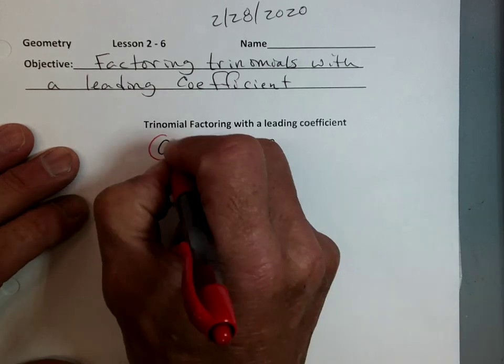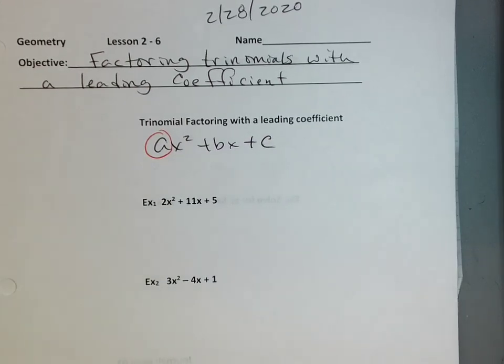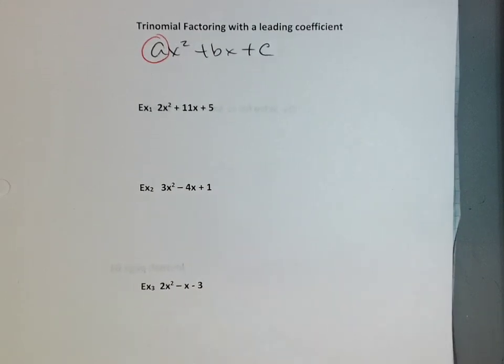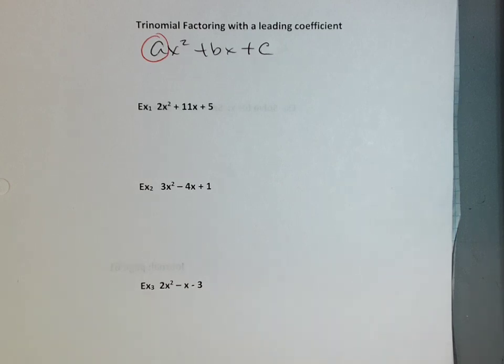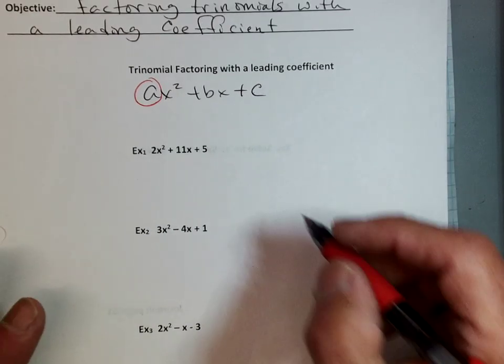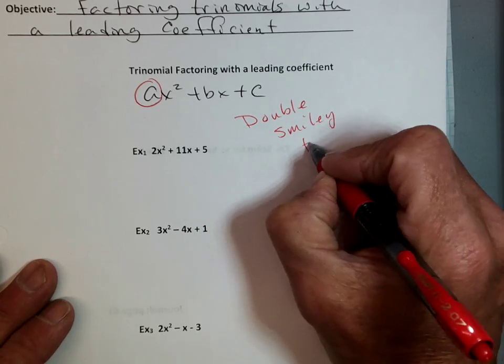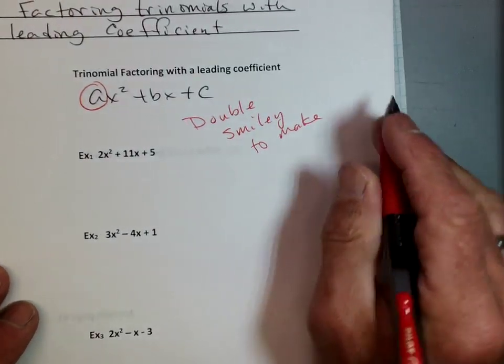If there's a number there, then our old rule doesn't work. The multiples of 5 aren't going to make an 11, or the multiples of 1 are not going to make a 4, or the multiples of 3 are not going to make a -1, or the multiples of 16 are not going to make a 22. But with the help of the double smiley, you can make the middle term. So the trick is we're going to use the double smiley to make the middle term.